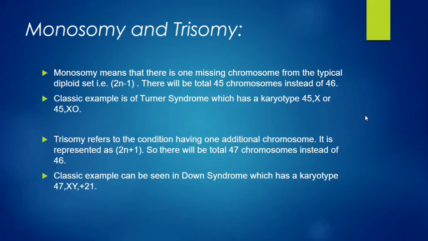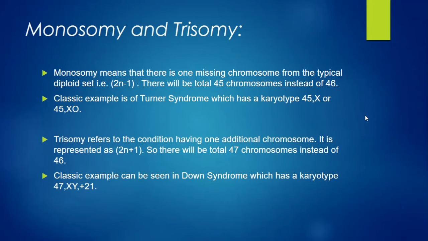Let's define the terms monosomy and trisomy. As I have told you before in the previous diagram, monosomy means that there is one missing chromosome from the typical diploid cell, that is 2n-1. So there will be a total of 45 chromosomes instead of 46, as one of the chromosomes will be missing. A classic example of monosomy is Turner syndrome, which has a karyotype of 45X or 45XO, where O defines a missing chromosome. So as you can see, one of the chromosomes is missing. The total number is 46 minus 1, 45.